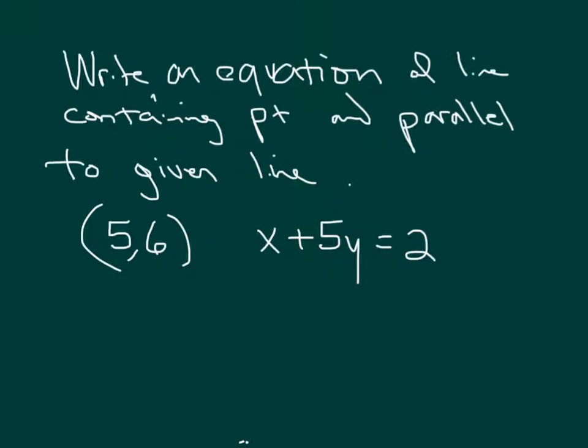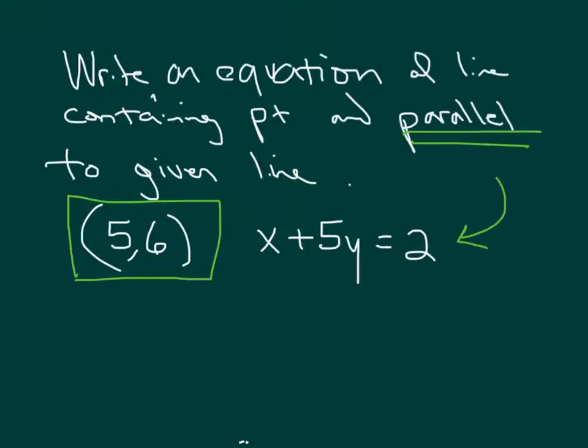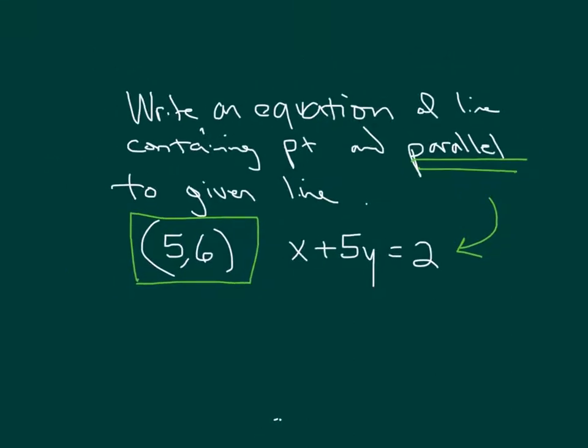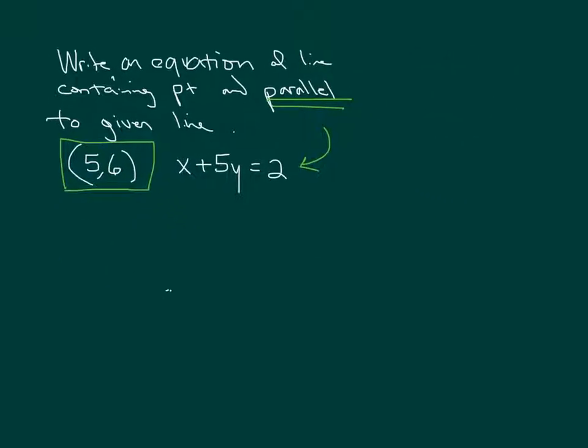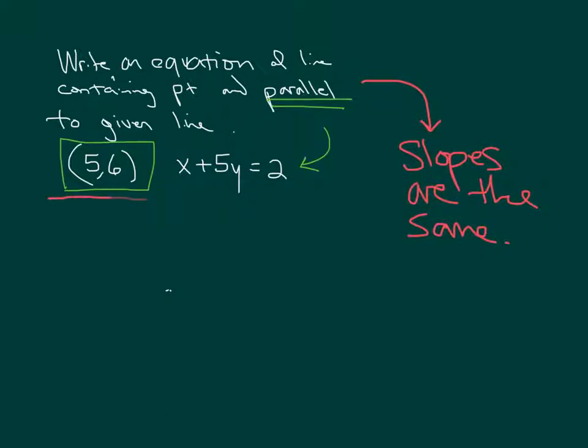Next up, write an equation of the line containing the point and parallel to the given line. So we know it goes through this point, and we know it's parallel to the given line. One thing we want to consider is that anytime we've got two lines that are parallel, that means their slopes are the same.